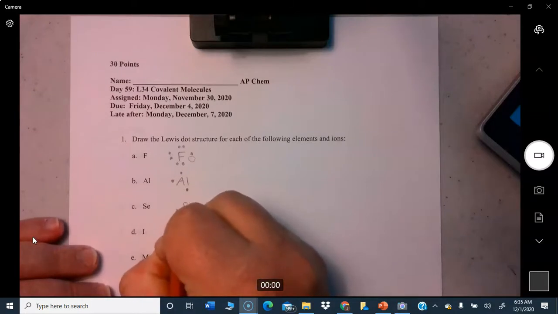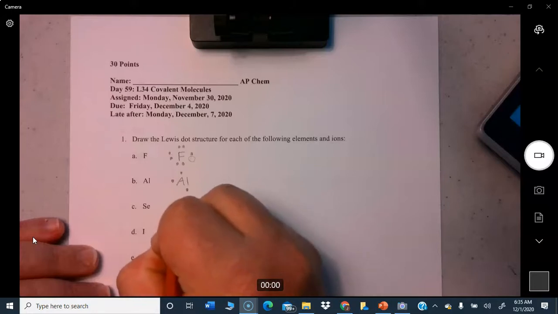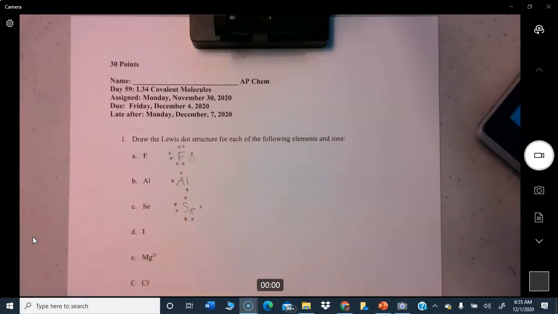And 1, 2, 3, 4, and then you start pairing 5 and 6. So it's exactly the same electron configuration. Therefore, it forms similar compounds to oxygen and sulfur. Okay, iodine is pretty straightforward. I'll let you do that one.